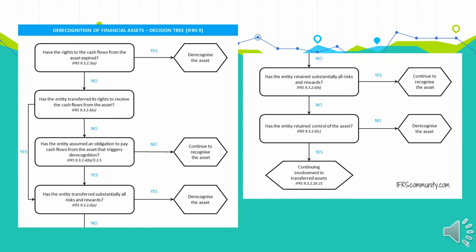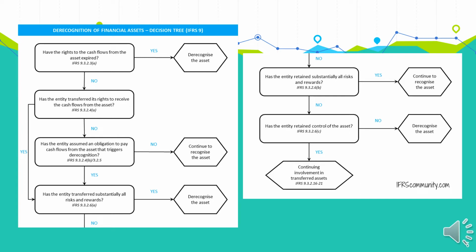Shown in the slide is the decision tree on the recognition of financial assets. We begin with the question, have the rights to the cash flows from the asset expired? If the answer is yes, then they recognize the asset. But if no, this leads us to another question, has the entity transferred its rights to receive the cash flows from the asset? If the answer is no, then has the entity assumed an obligation to pay cash flows from the asset that triggers the recognition? If the answer is no, then continue to recognize the asset.